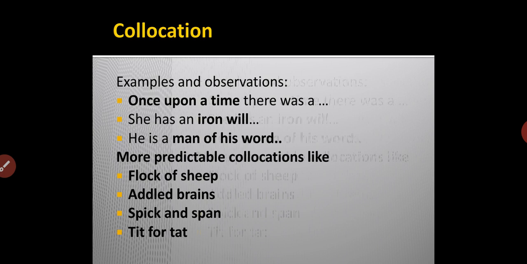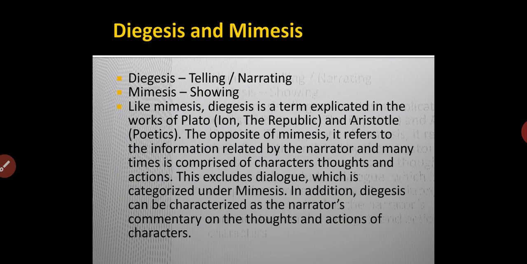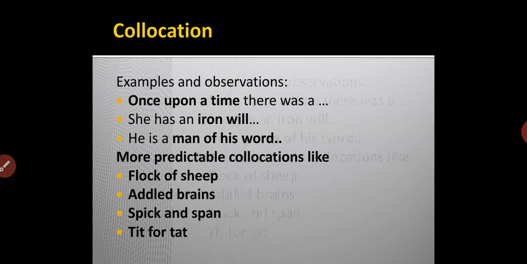Okay, some other examples and observations. Once upon a time there was a, right? Once upon a time is a collocation. She has an iron will. Iron will again is a collocation. He is a man of his word. Man of his word is a collocation again. More predictable collocations there are, like the flock of sheep, spick and span, tit for tat. All of these are collocations that you can use.